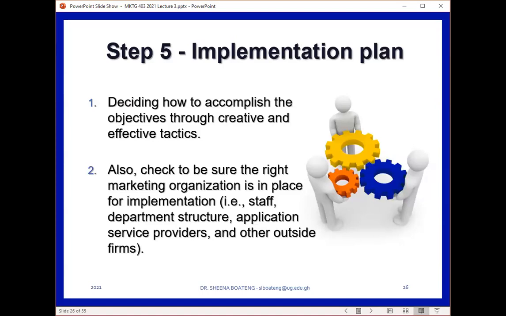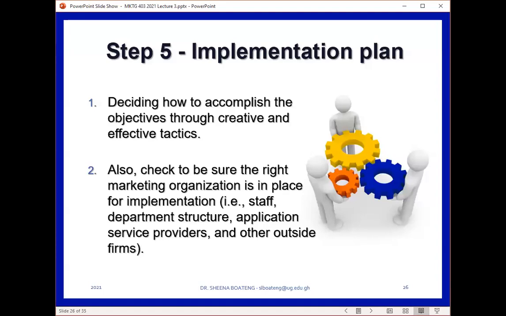And you may have a lot of things that you want to do, perhaps in relation to the RACE framework, to be able to ensure that your objectives are achieved when it comes to reach, interactivity, conversion, and engagement. However, you can only succeed as far as the firm has enough resources to support you in this regard.